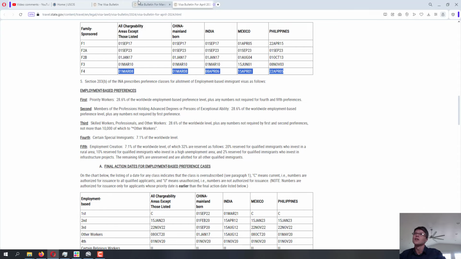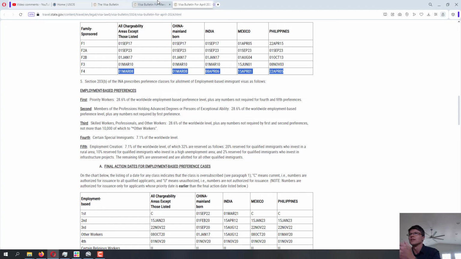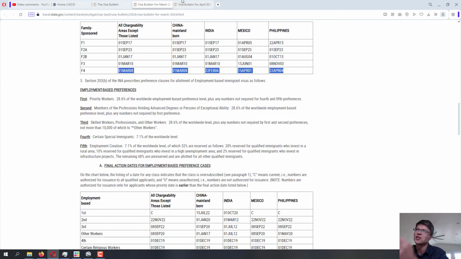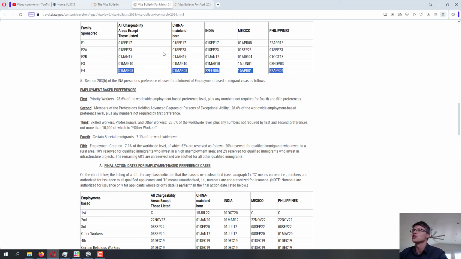So it moved February, March, April. Well, it was 22nd February, so a little bit over a month, it looks like. So good news for India. If you're in all chargeability or the other family preference areas, it's still good news. If you see one of the chargeability areas moving forward, it means that we can potentially expect some movement in the next visa bulletin edition.